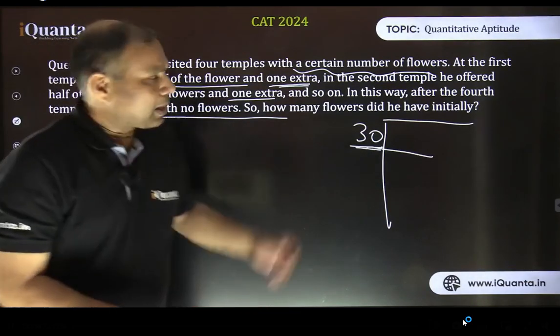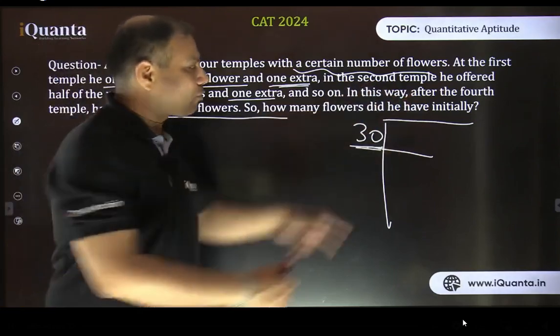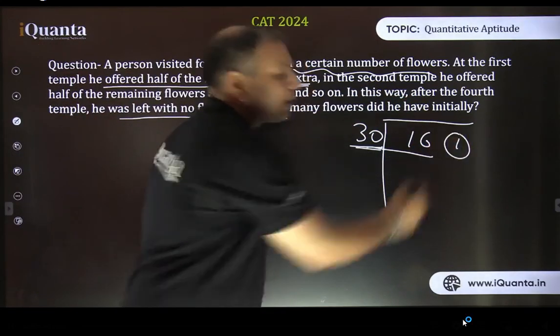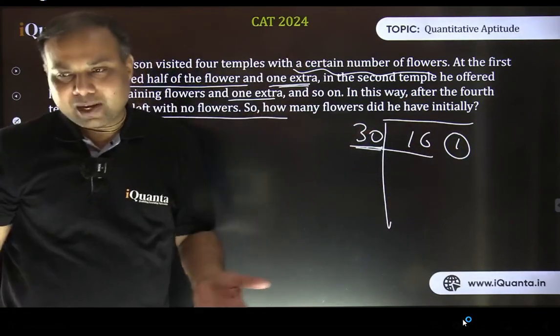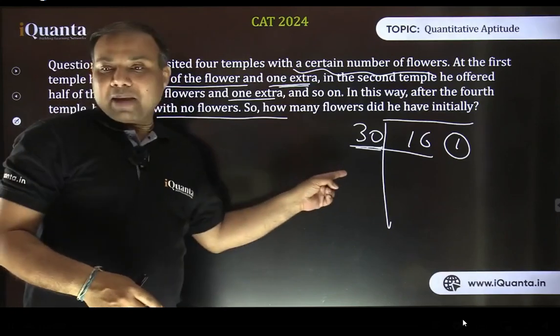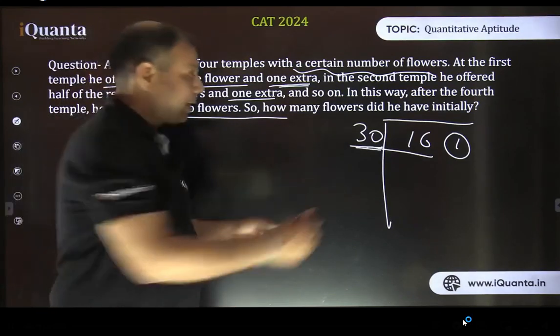Yes, it is 16. Half of this plus 1 more, right? So 15 plus 1, that is 16. So 16 flowers have been offered in the first temple. If 30 is the right answer, I'm just trying to verify it. Fine. Okay, so now how many flowers are remaining? It is 14, of course.